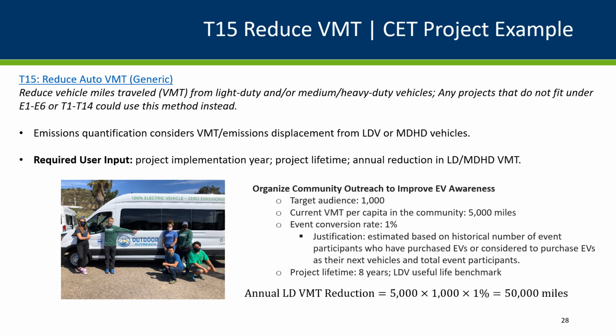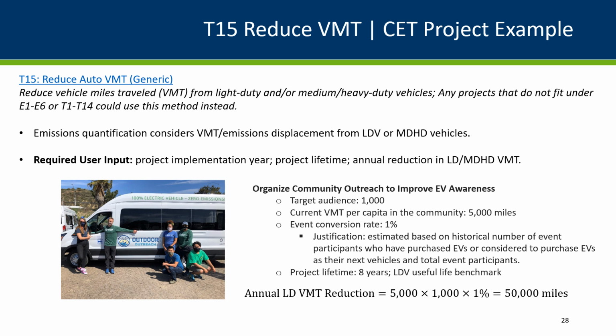As noted earlier, T15 project type is a generic project type for reducing VMT from light-duty or medium and heavy-duty vehicles. This can be used for any project types that do not fit under E1 through E6 or T1 through T14. As we mentioned, this considers VMT displacement from these vehicles. So anything that would lead to these vehicles not being driven as much could be considered for this type of project. In our example, we will consider a community outreach program for EV awareness.